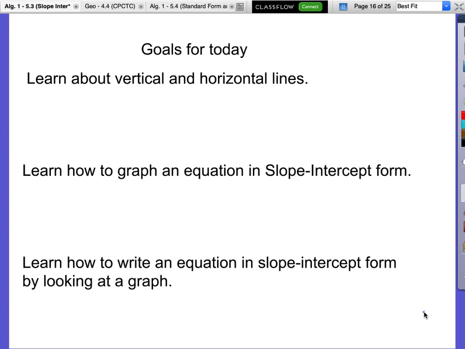So, some goals for today. Don't write these down. Learn about vertical and horizontal lines. Okay, which way is vertical, guys? This way, up and down. Everybody do it. Okay, very good. Okay, horizontal. Which way is horizontal? Everybody. Horizontal is this way, left and right. Okay.